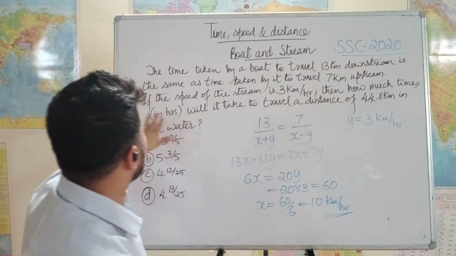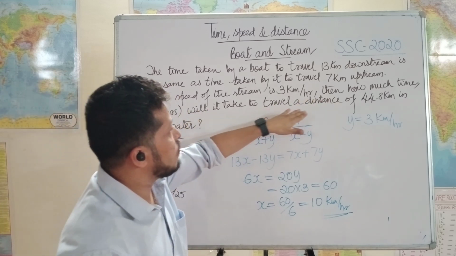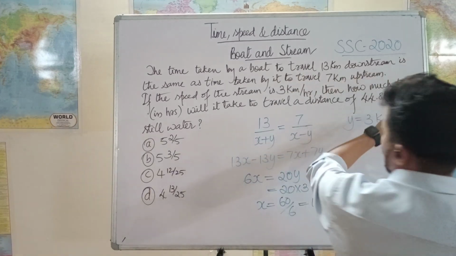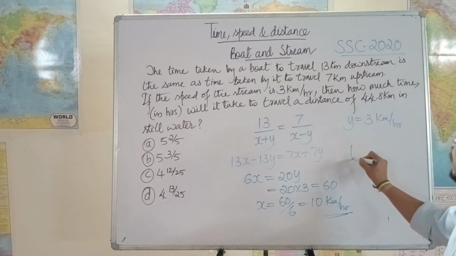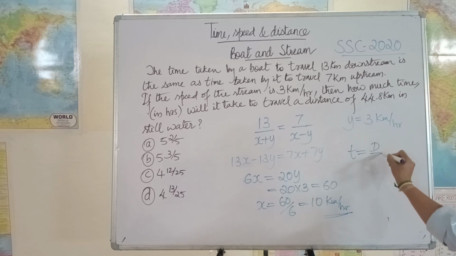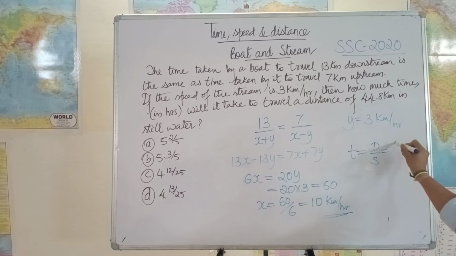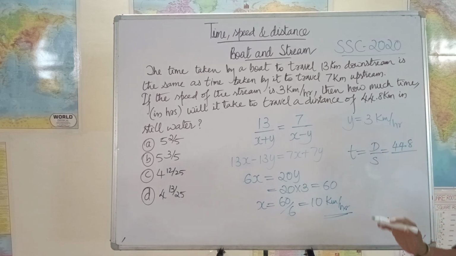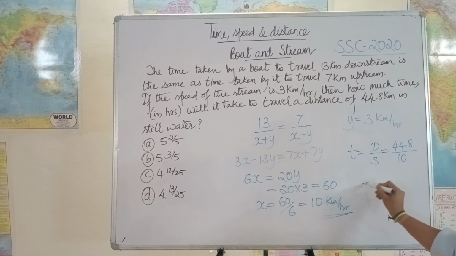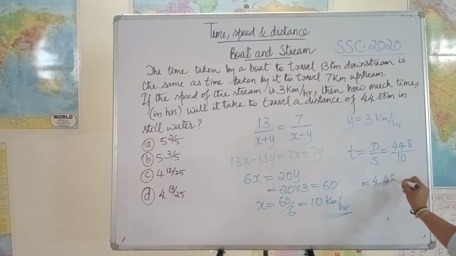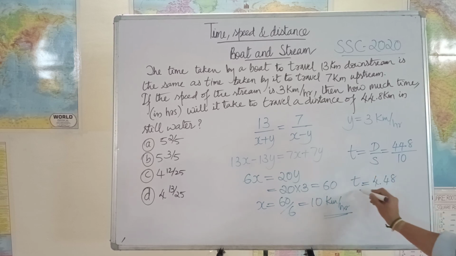Now what is the question? How much time will it take to travel a distance of 44.8 kilometers in still water? So we need to know the time. Time is equal to distance by speed. The distance is given as 44.8 and the speed in still water is just x. So x is 10. So we have the time is equal to 4.48.